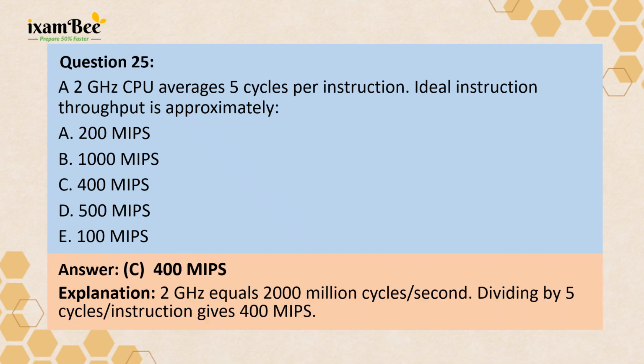Let's convert this step by step. A 2 GHz clock speed means 2000 million cycles happen every second. If each instruction takes an average of 5 cycles to complete, we divide the total cycles per second by the cycles needed per instruction. So 2000 million divided by 5 gives us 400 million instructions per second. In other words, 400 MIPS. Hence the answer is C, 400 MIPS.